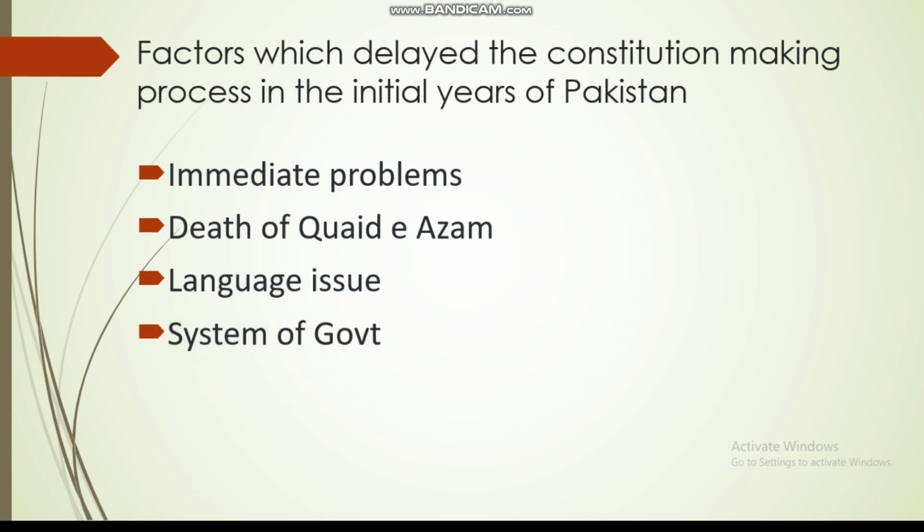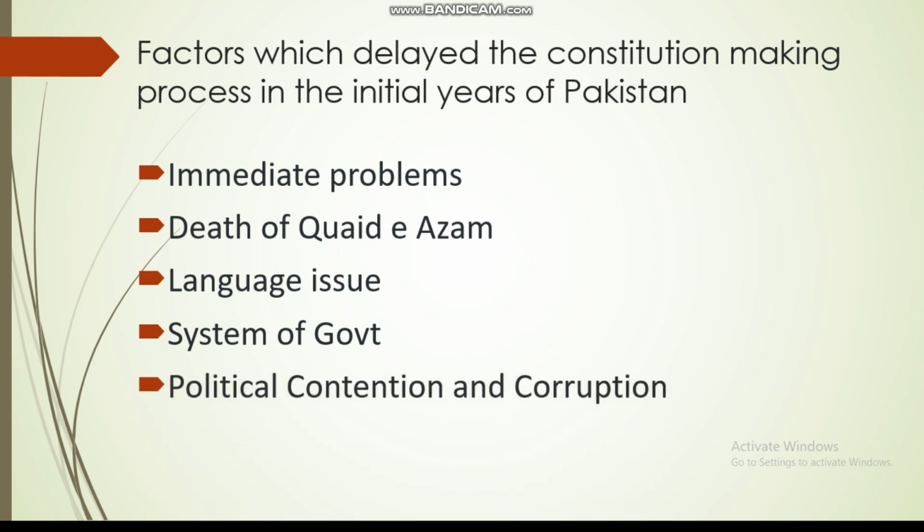Next, system of government, or government style, we can say, or differences on the government style. Some leaders were supporting the federal system of government, while others were supporting the parliamentary system. Usually the politicians from East Pakistan were supporting the parliamentary system, and the politicians from West Pakistan were supporting the federal system. So there was no consensus on the style of the government. This reason was responsible for the delay in the constitution making process in Pakistan.